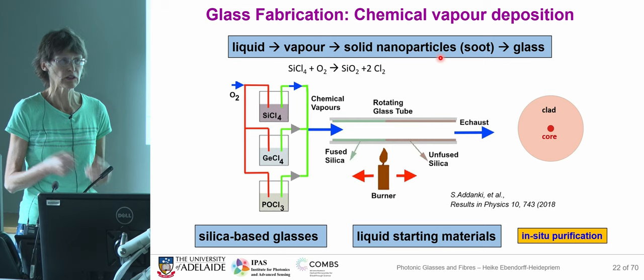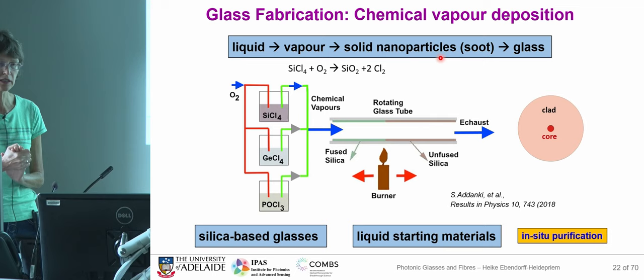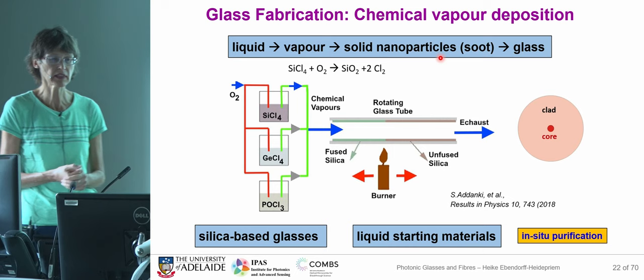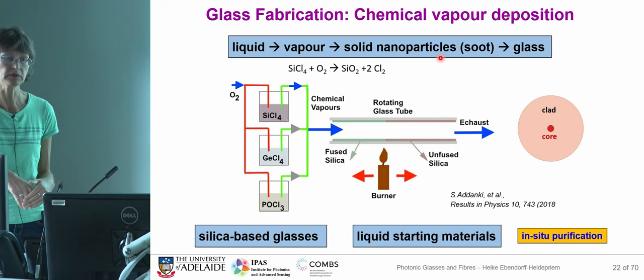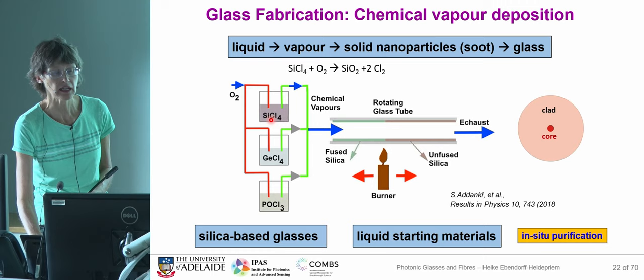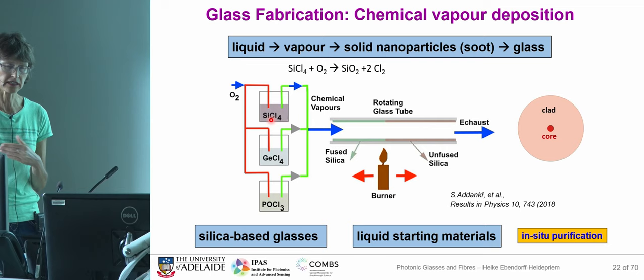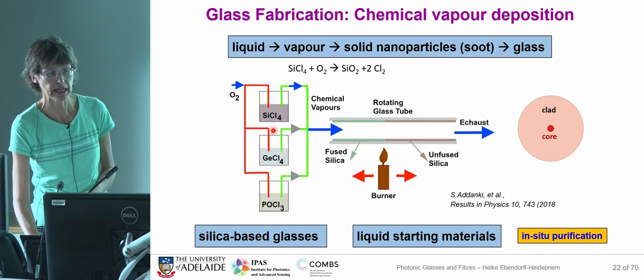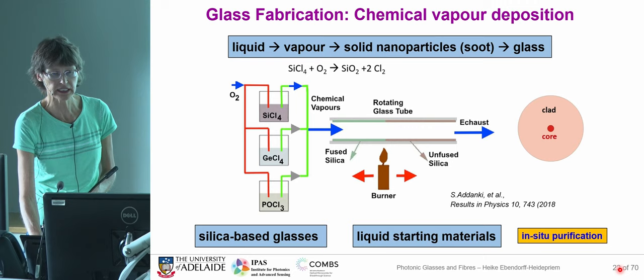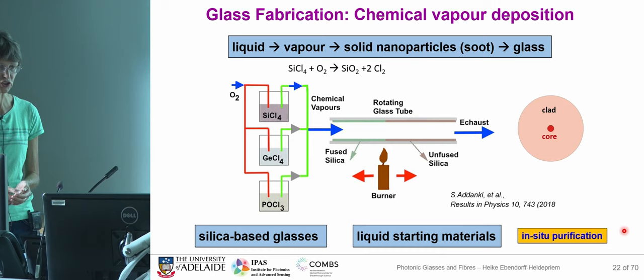You might be aware that distillation is a way to make high purity water, because during the distillation, evaporation, the unwanted components stay at the bottom of the vessel. The same is really happening in this case. For example, iron chloride. Iron is an unwanted impurity. It would not evaporate, but stay at the bottom of the vessel. Therefore, this technique could be considered an in situ purification, which is not happening for the melting process.